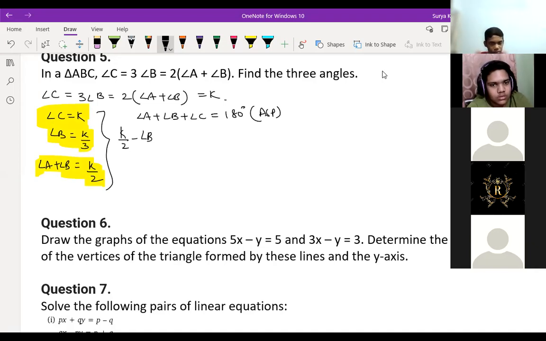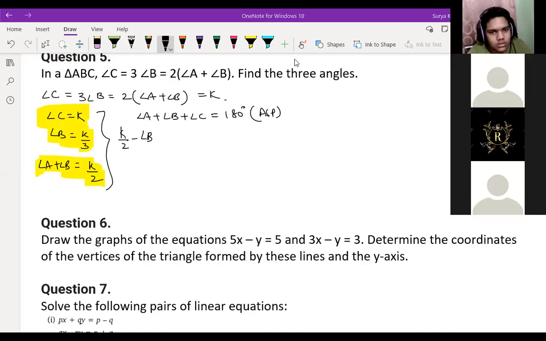Bhola Baba. Someone is joining. I don't know who this is. Okay, children, see here, K by 2 minus angle B.